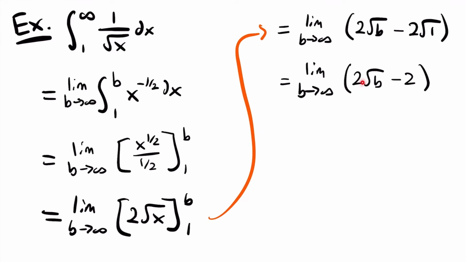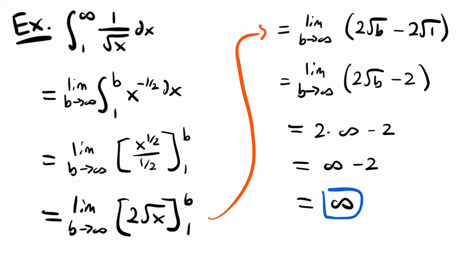And so we can say that the square root of b, as b approaches infinity, will be infinity, and so this would be equal to 2 times infinity minus 2, because the limit of a constant is just that constant, but 2 times infinity is still infinity, and so this is equal to infinity minus 2, but if you subtract 2 from infinity, you still have infinity, and so this is equal to infinity.